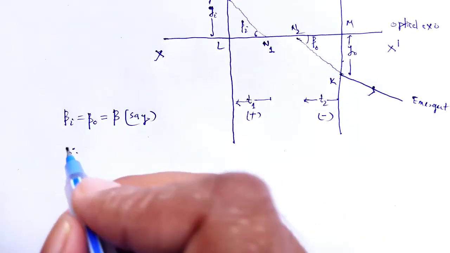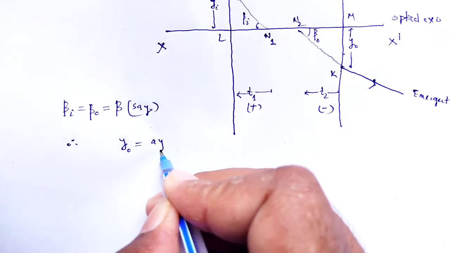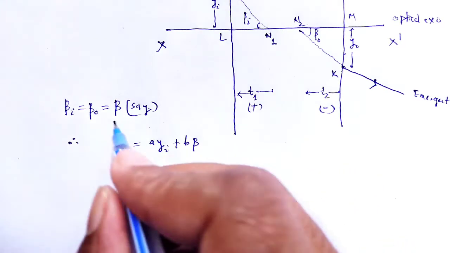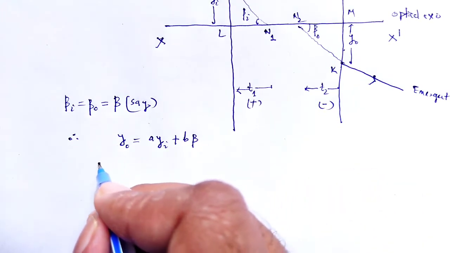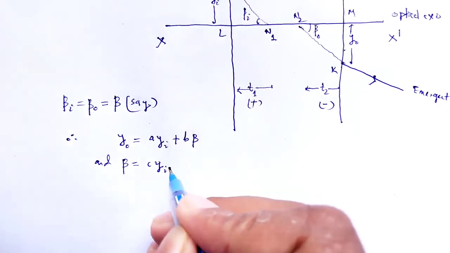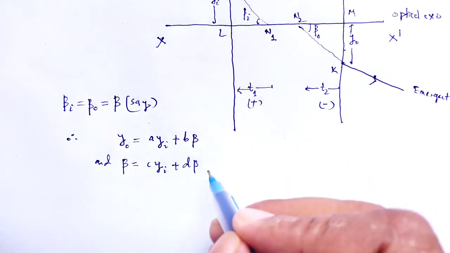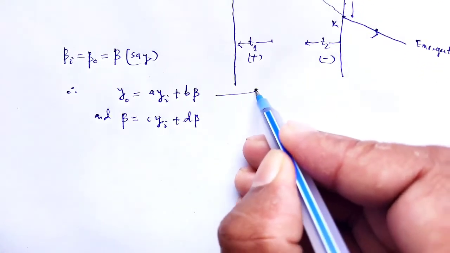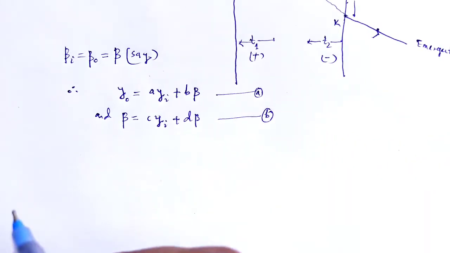Therefore, the equations change. The pair of equations: yo equals A yi plus B into beta, in place of beta I substituting beta. Then for beta O, beta is equal to C yi plus D beta. These are the two pair of equations, equation number A and equation number B.